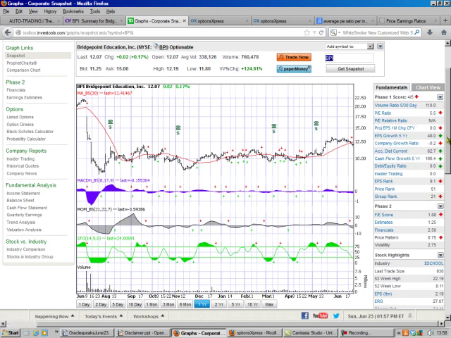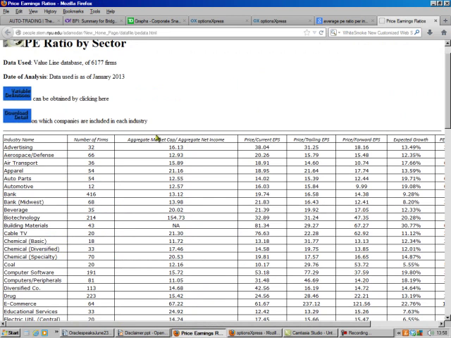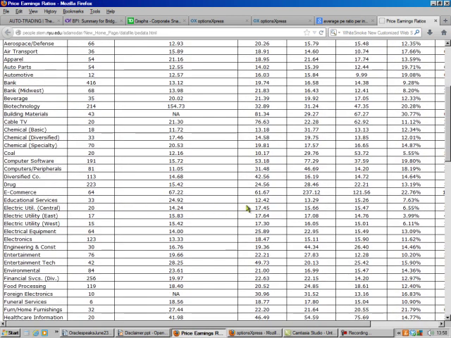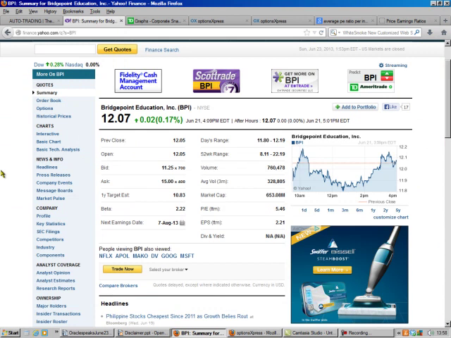The fundamentals are pretty mixed, but these two down here don't even count. So actually this is like a 4-2. The next thing we do is I look at my average PE ratio per sector, and this is educational services. You see educational services is a 12.42, and this is trading at 5. So that means we're probably getting it at a decent little discount.